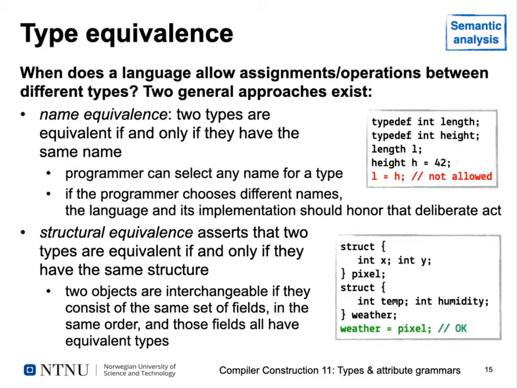So we've already seen in our Pascal example that type equivalence is actually a difficult problem, because you need to decide between being on the complete safe side and not making life too hard for your programmer. So in general, as a language designer and compiler designer, we need to ask ourselves, when should our language allow assignments or operations between different types? And for this, there are two general approaches.